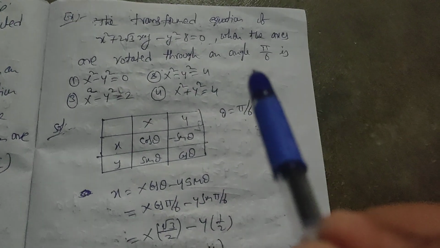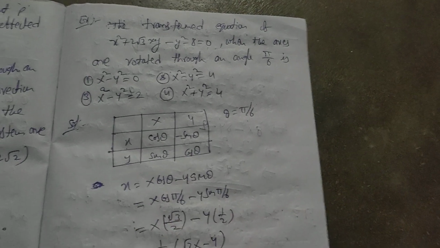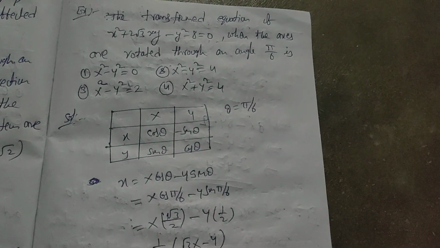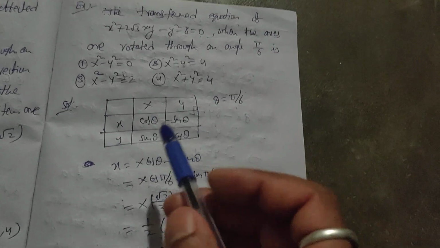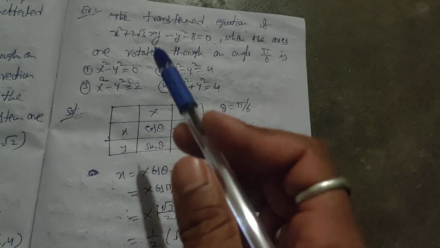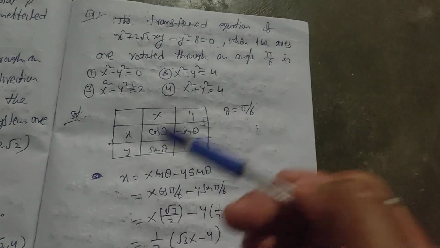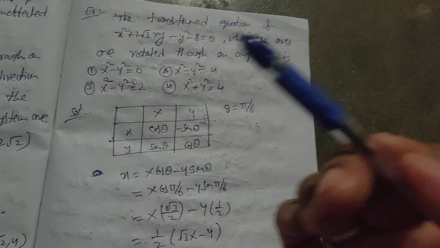That means he is asking to find out, according to the new system, the transformed equation of this one. That means we have to find it in terms of capital X, Y. So replace small x, y in terms of capital X, Y. That means we have to find small x, y in terms of capital X, Y.